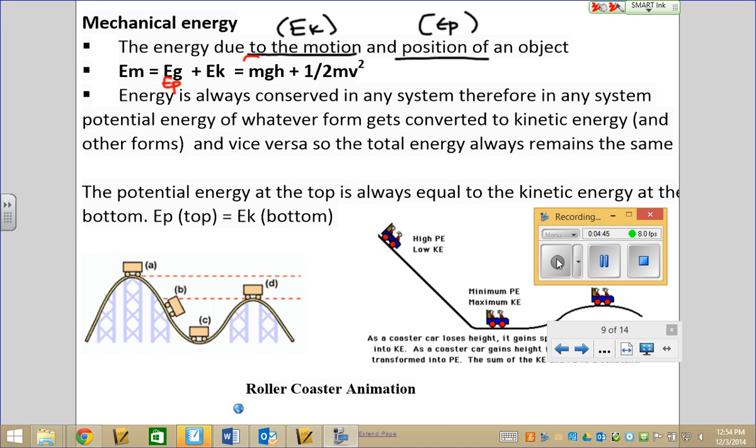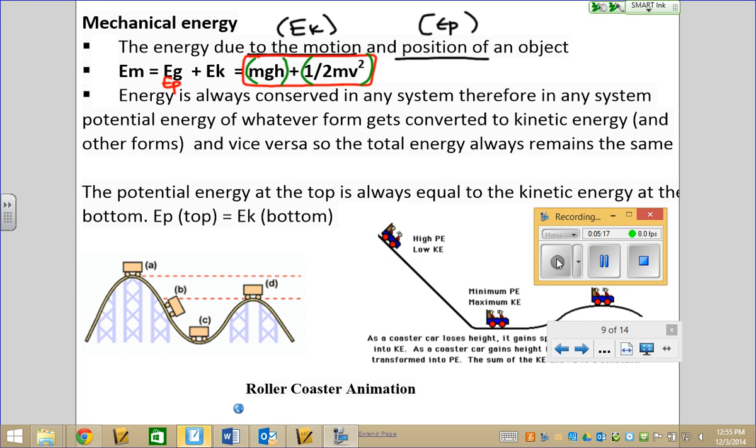That means that if I want to calculate mechanical energy, I'm just going to take the formula for potential energy and add it to the formula for kinetic energy. Now, the order of operations dictates that we always multiply before we add, which means that I recommend you put some brackets when you're doing this calculation.